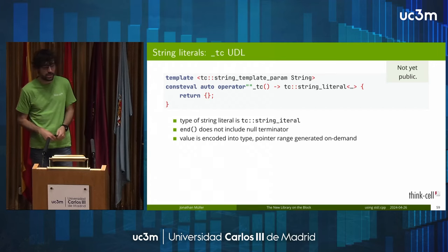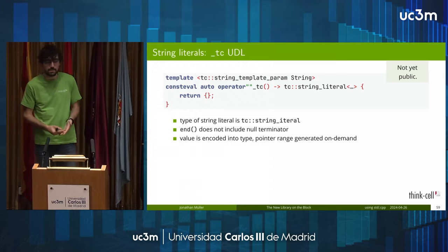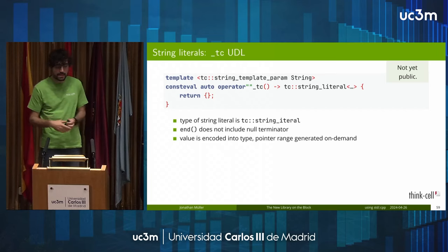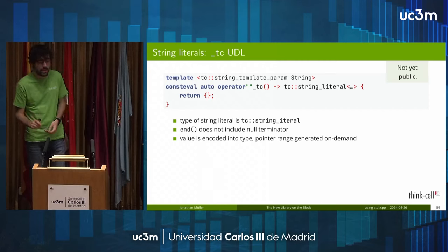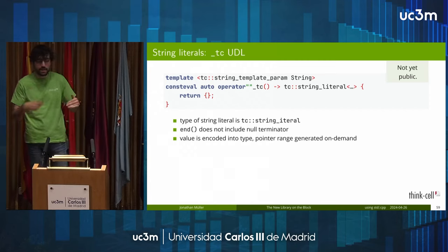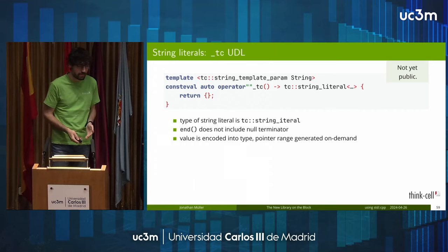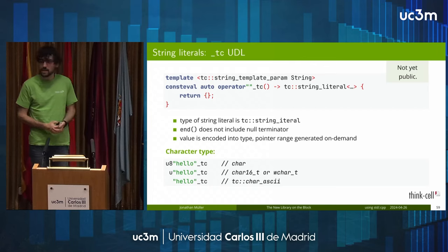UDL, user-defined literal, underscore tc. This takes the string literal as a non-type template parameter, so it's encoded in the type system. And then we're creating a custom type. This custom type is empty because the value is entirely encoded in the type, and it has the correct begin and end. So begin and end will do the correct thing and not include the null terminator for this type. And then we're also automatically tweaking the character type.